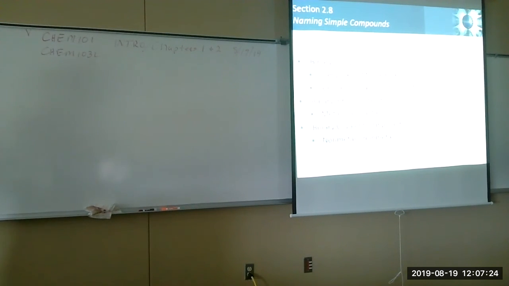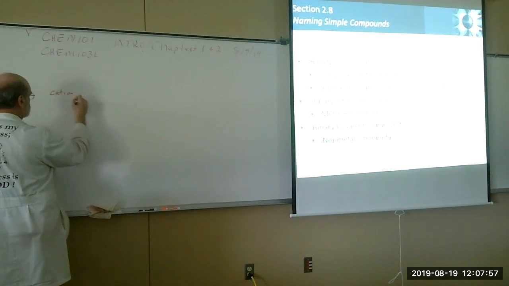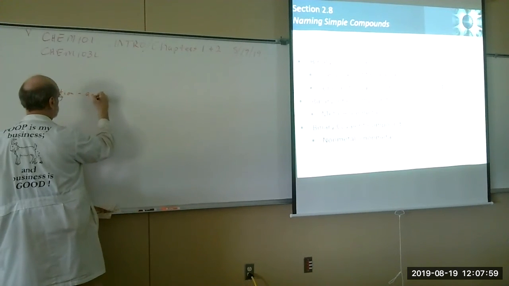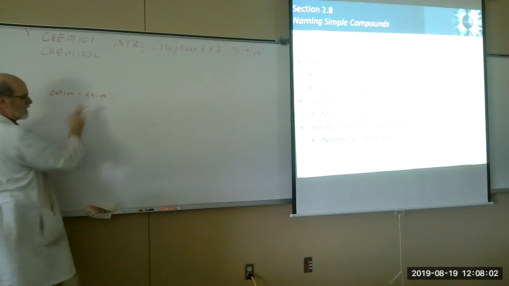Naming compounds. Okay, we need to know how to name compounds. We're going to start with binary compounds. That is, you have only 2 elements, or actually 2 groups. Sometimes they're elements, sometimes they're groups that act like elements. But they're binaries. So you usually have a cation listed first, followed by an anion. So you put the positive one first, negative one second.